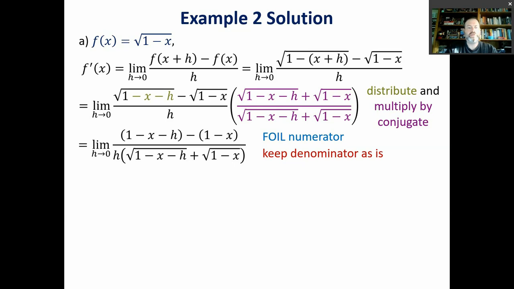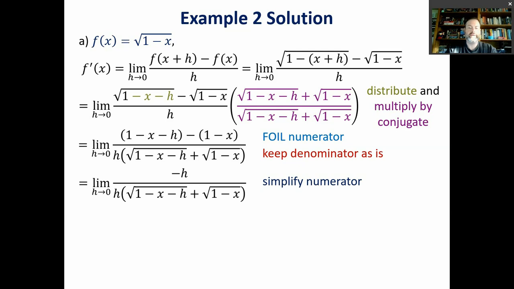Now that we foiled the numerator, we can actually simplify the numerator. So 1 minus 1 goes away, that's 0. Negative x minus negative x, that goes away, that's 0. We're just left with negative h, which goes here. And our numerator is simplified. Again, we don't mess with the denominator at all.